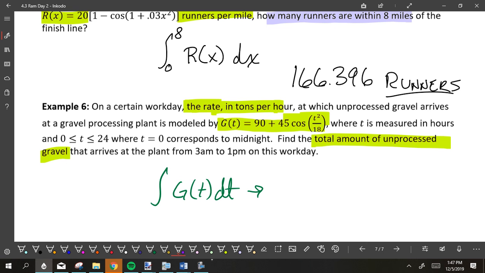It is from 3, because 3 a.m., to 1 p.m., which is 13, because 0 is midnight, so 1 p.m. is 13 hours after midnight. Then all you got to do is type that into your calculator. Boom, boom, boom, boom, boom. A lot of button pushing. Somebody get us an answer here?